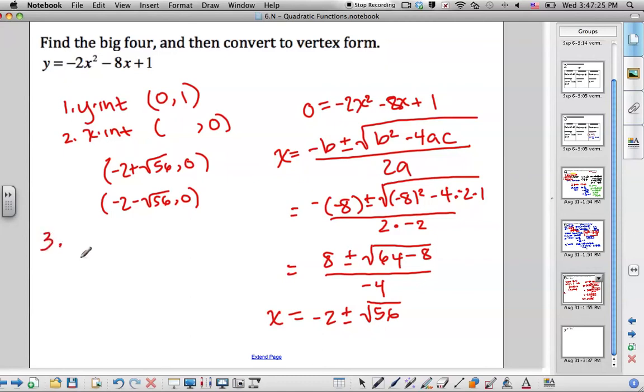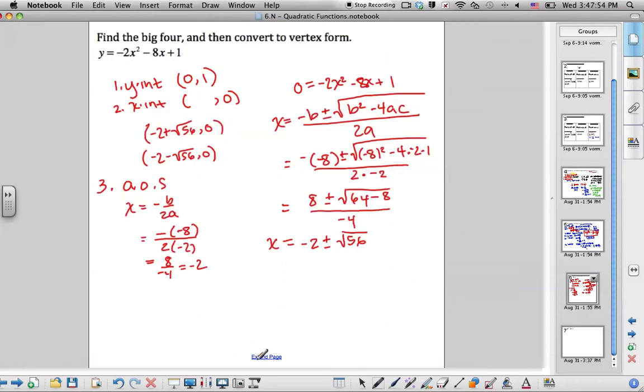Okay, so now we need to find the vertex or the axis of symmetry. How are we going to find the axis of symmetry? We're going to use our formula. The axis of symmetry is equal to minus b over 2a, giving us minus negative 8, all over 2 times minus 2, which gives us 8 over -4, minus 2. And from that we can also find the vertex. So our axis of symmetry is x equals -2. Here is our x-intercepts, and here is the y-intercept.